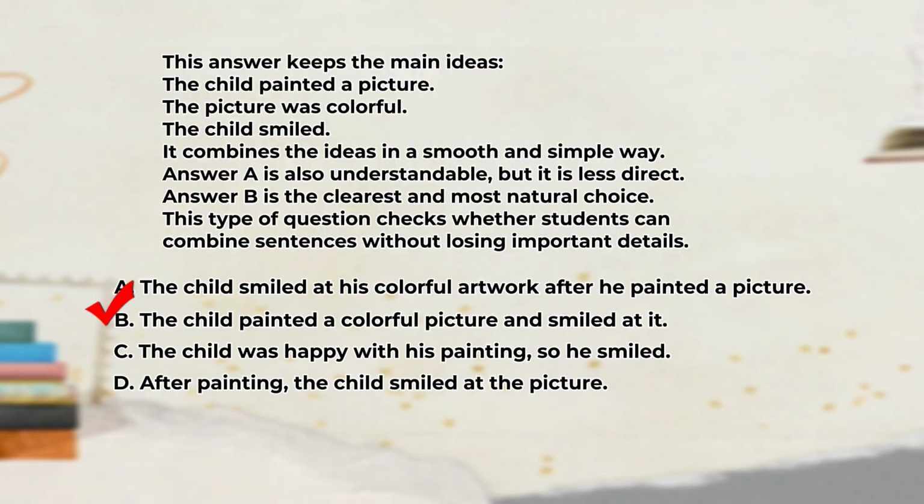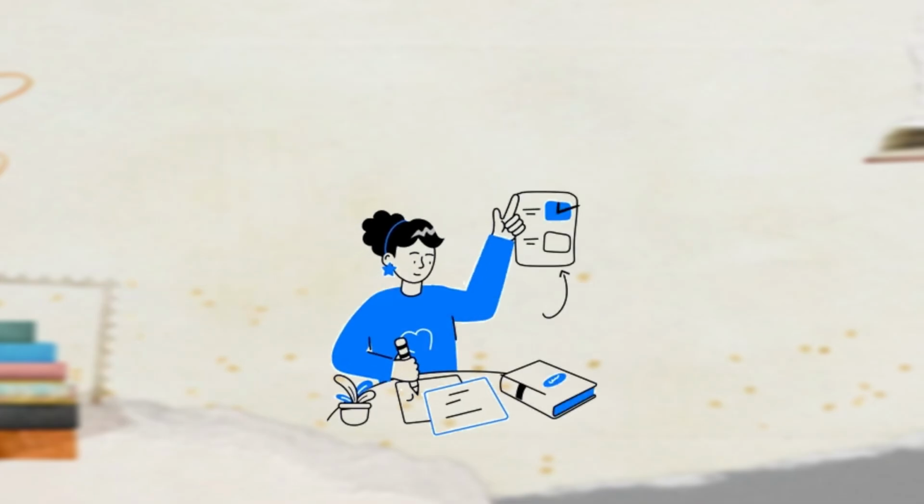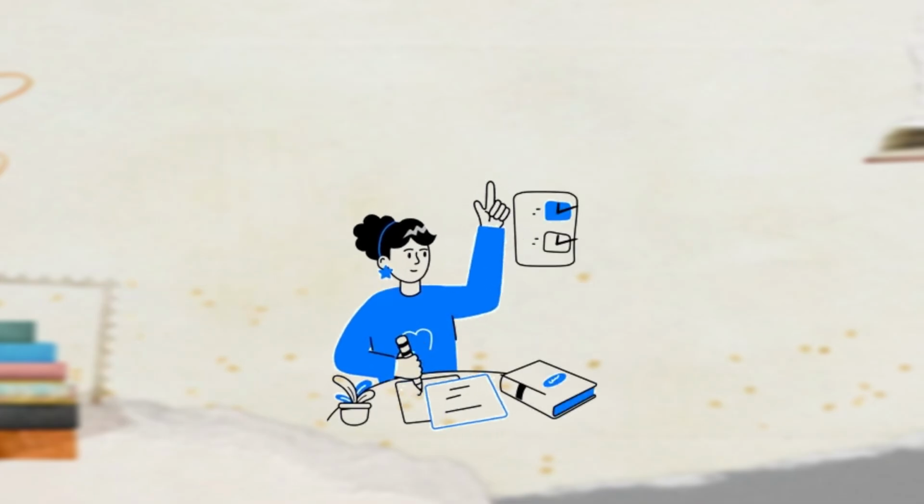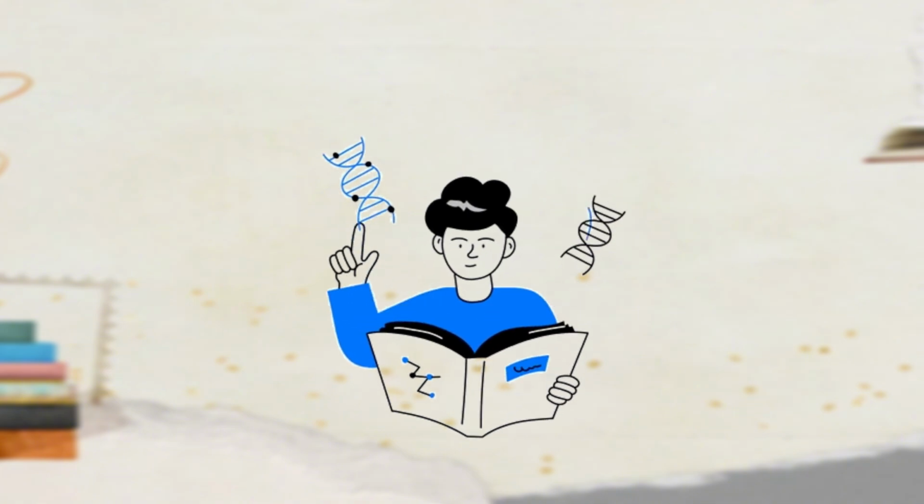This answer keeps the main ideas. The child painted a picture. The picture was colorful. The child smiled. It combines the ideas in a smooth and simple way. Answer A is also understandable, but it is less direct. Answer B is the clearest and most natural choice. This type of question checks whether students can combine sentences without losing important details.